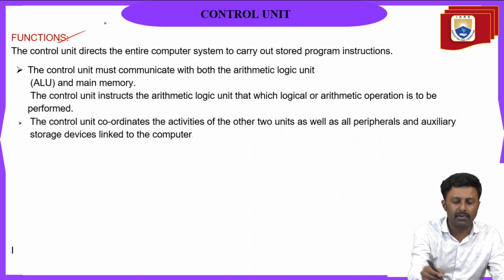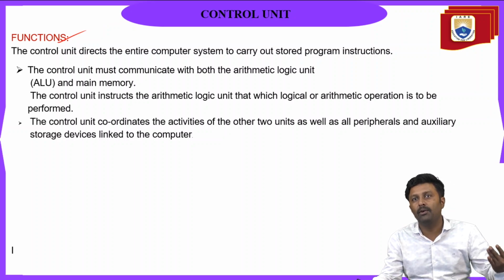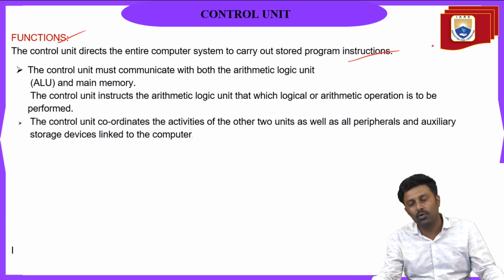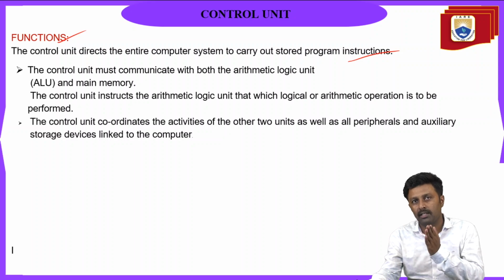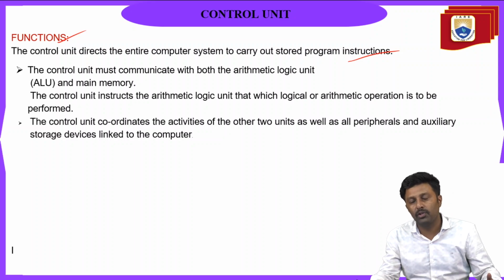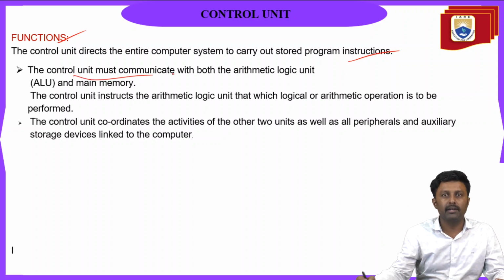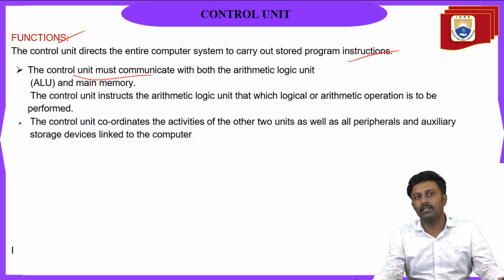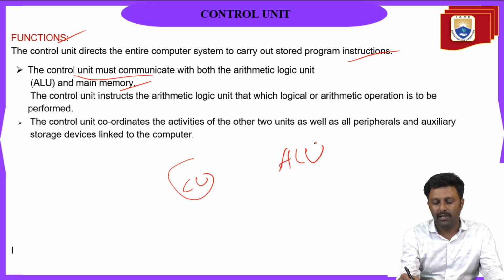Let us see some of the functions of the control unit. The control unit directs the entire computer system to carry out the stored program instructions. Whatever stored program instructions are there in the computer, the control unit gives the directions to the computer system to carry out all those programmed instructions. The control unit communicates with both the arithmetic logic unit and the main memory.